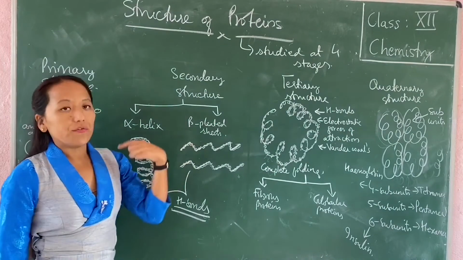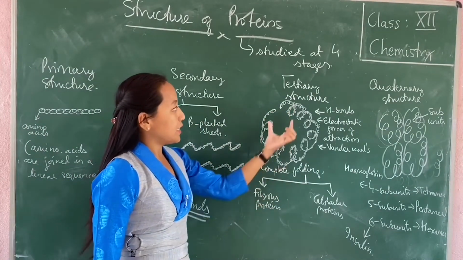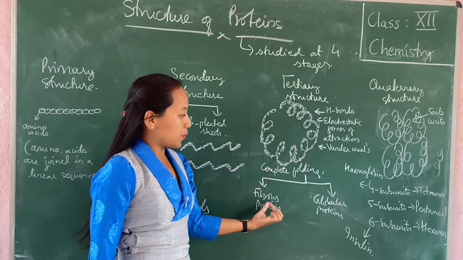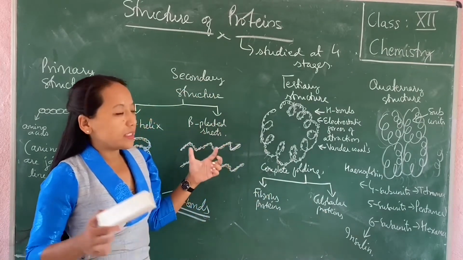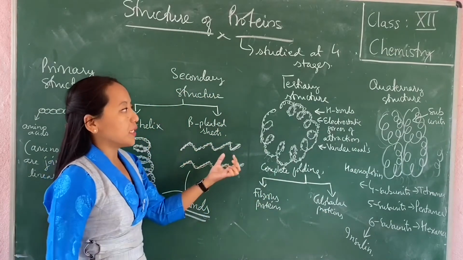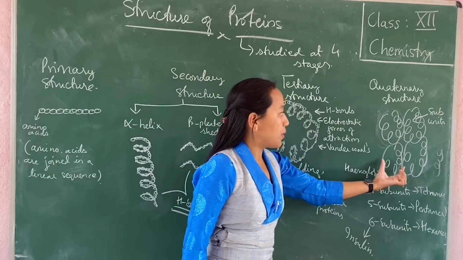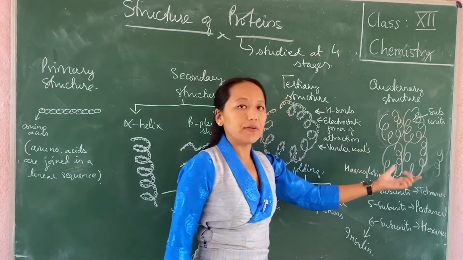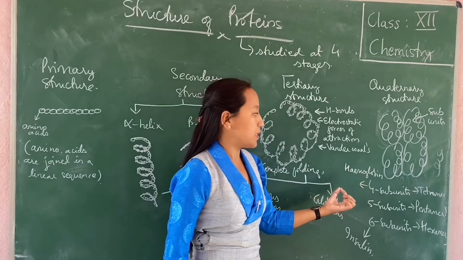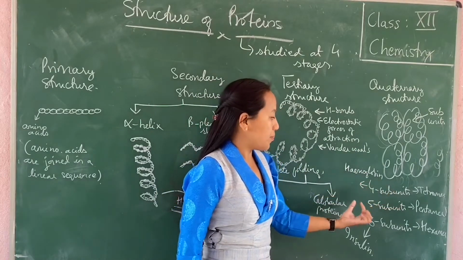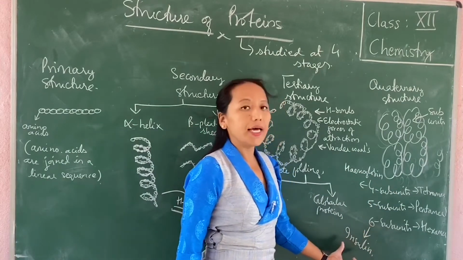The secondary structure, on further folding, you will get the tertiary structure, where complete folding takes place. And tertiary structure can be of 2 types, fibrous proteins and globular proteins, which I will explain now. Now, when many tertiary structures join together, it results in the formation of quaternary structure. Quaternary structures can be made of 4 subunits, 5 subunits, 6 subunits. Hemoglobin is an example in which 4 subunits are present. So, hemoglobin is a tetramer, and insulin is one where 6 subunits are joined together, so it is a hexamer.